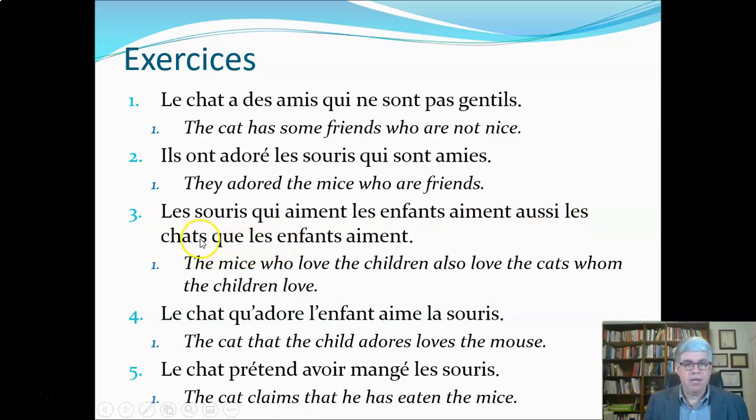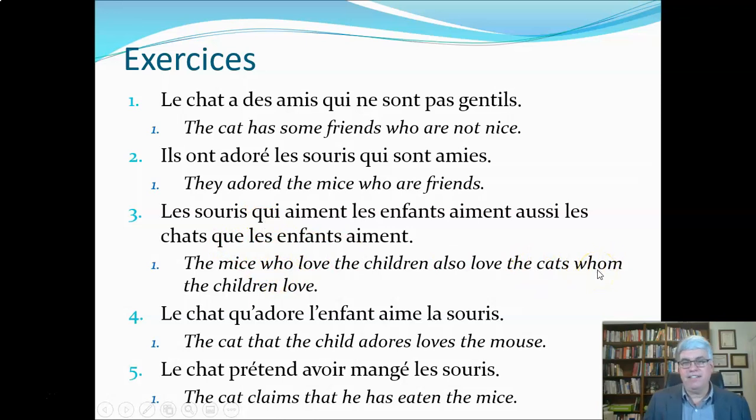Que, okay, now we're saying, well, which cats are they that these children love? Que, indicating that, oh, these cats are going to be the direct object of something. Les enfants aiment. So they love the cats that the children love. So we can translate that. The mice who love the children also love the cats whom the children love. So here we translate qui as who and que as whom.